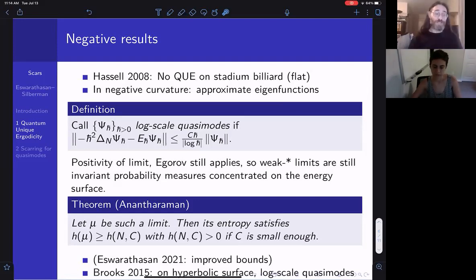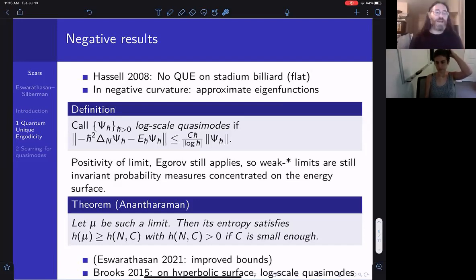In fact, Anantharaman's original paper actually addressed this question and gave an entropy bound, which was positive if your quasimode is close enough. So for some constant C, depending on the manifold, C0, let's say if C is less than C0, then the entropy is still positive. And recently, Schwartz-san, under some technical condition, managed to improve these bounds using the later technology of Anantharaman and Nonnenmacher.